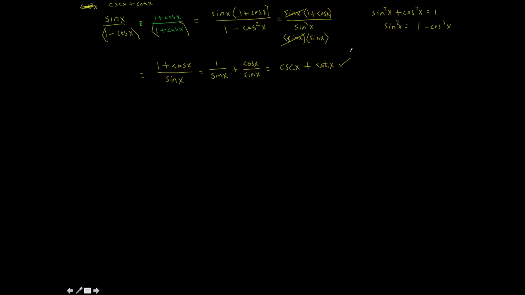So you've got to know those identities. You've got to be able to manipulate things, to relate things. Relate sines and cosines with the Pythagorean identity. Relate cotangent and cosecant with that Pythagorean identity. Relate tangent and secant with that Pythagorean identity. You've got to be able to relate things. Be able to write things in terms of sine and cosine.